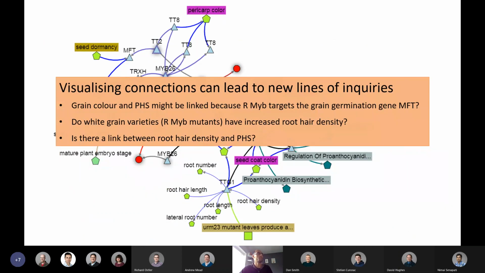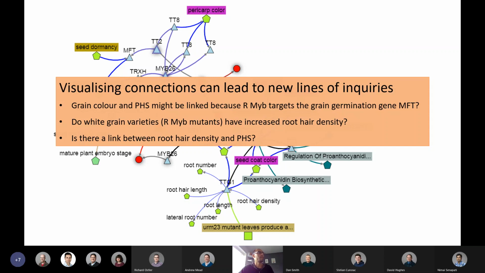So to summarize, visualizing connections can lead to new lines of inquiry. In this example, grain color and pre-harvest sprouting might be linked because RMYB targets our genes and MFT might be interacting with each other. That's something that is not studied yet, but looking at the evidence and the networks, it might just give you ideas to think this way.